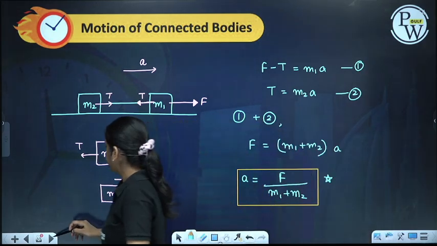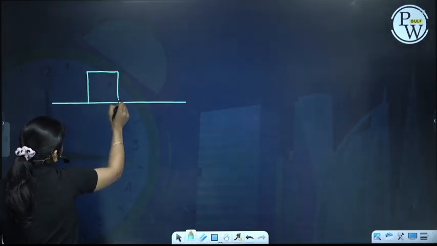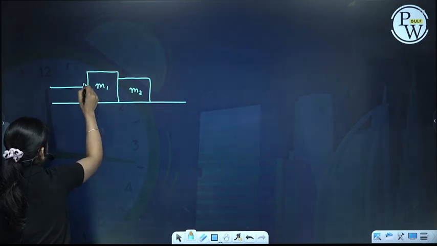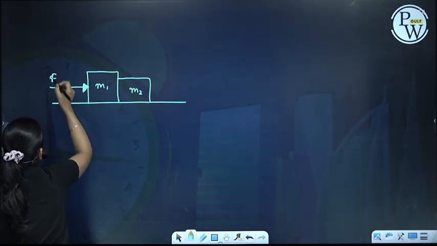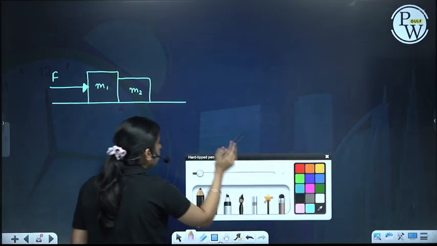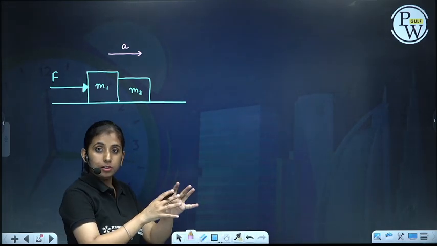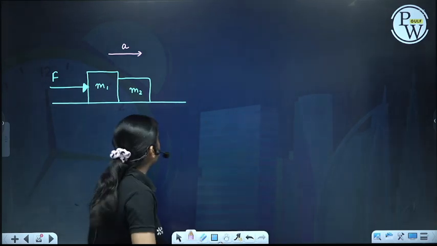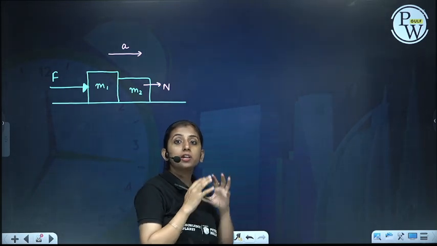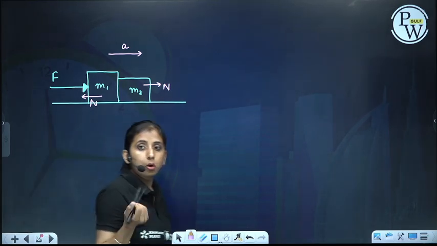Now let us see one more system. If we have a block of mass M1 and a block of mass M2, and we apply a force F on the M1 block, due to this force the whole system will move with acceleration A. When M1 moves forward, it will push M2, so a normal reaction will act on M2 in the forward direction. If M1 is pushing M2 with force N, M2 will also push M1 with force N, but in the opposite direction.